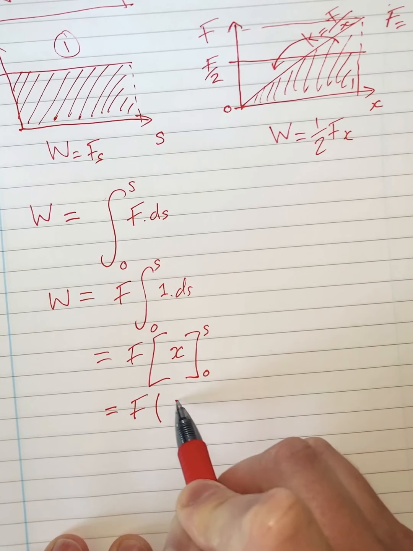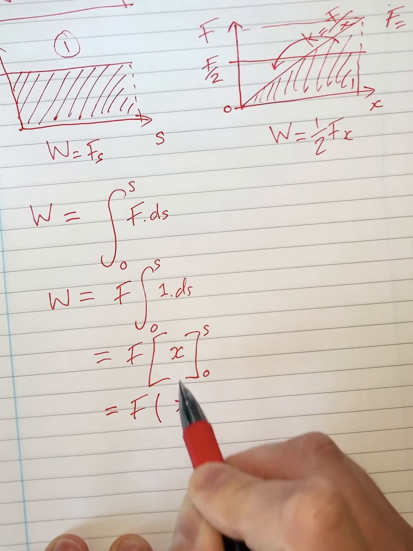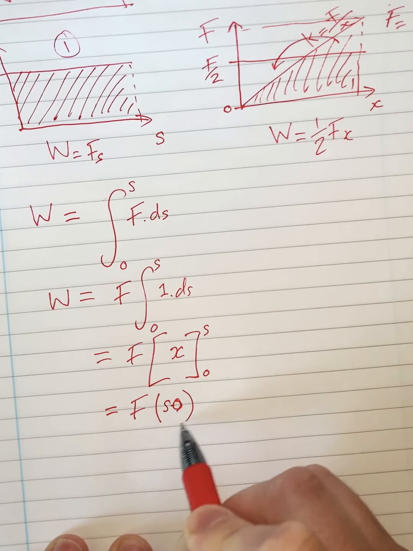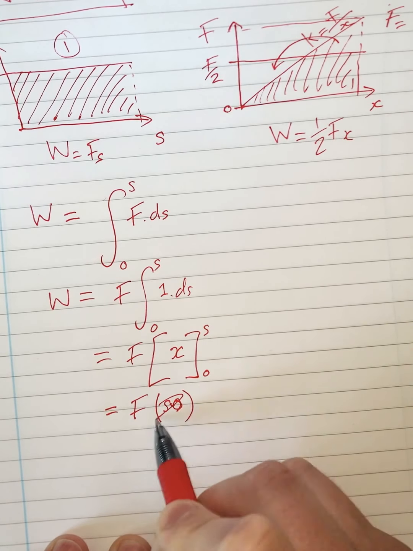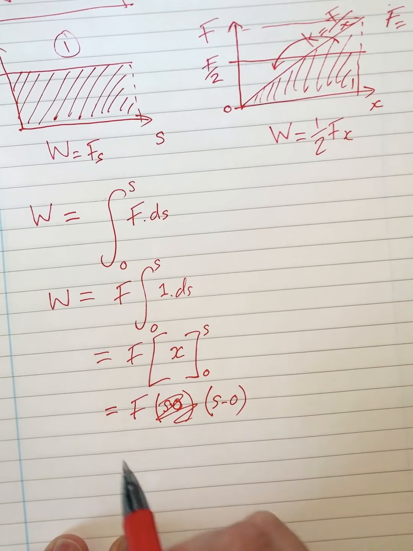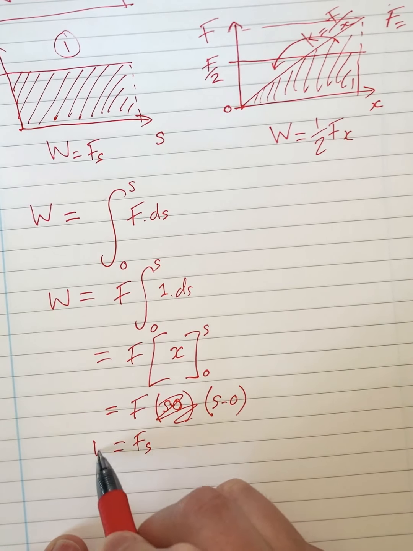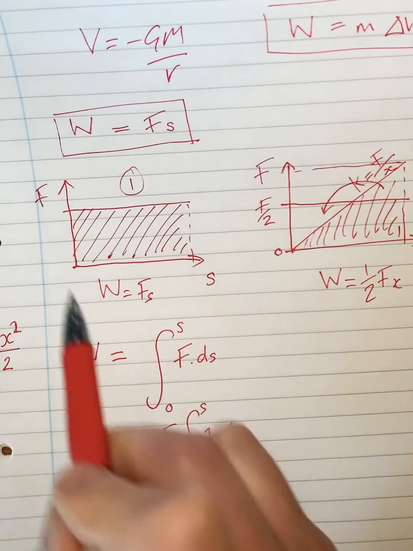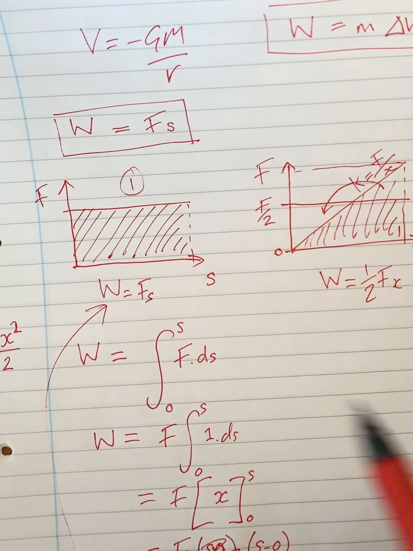So F times x, as I said, is s minus 0. And then we've just got Fs. So the work required to apply a constant force is just exactly what we said it was.